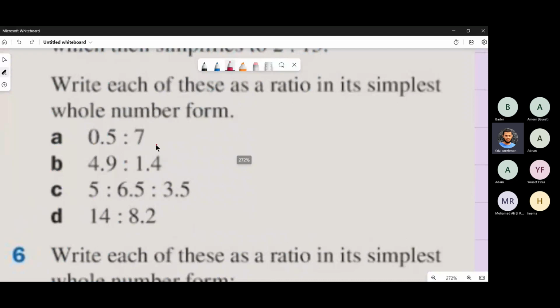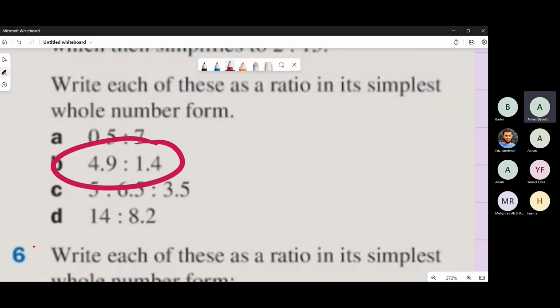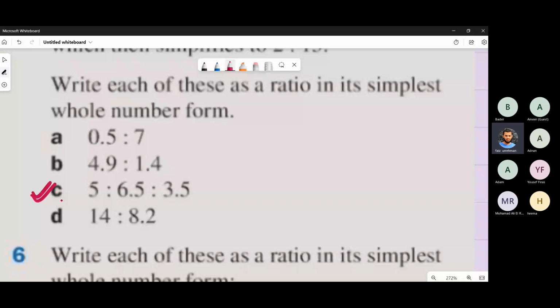Now, how will we do this one when both of them have decimals? No problem. Multiply both by 10. Let's do this one. Everyone, note it in your notebooks, I'm giving 2 minutes. Solve this in your notebooks. Remove the decimal and then convert to simplest form.